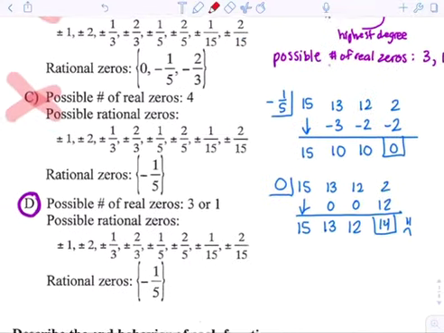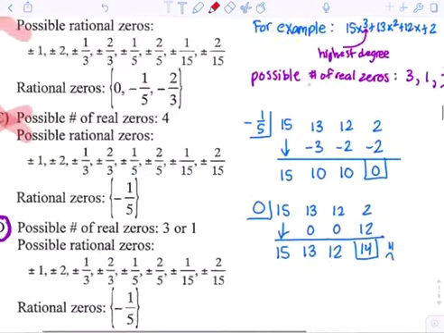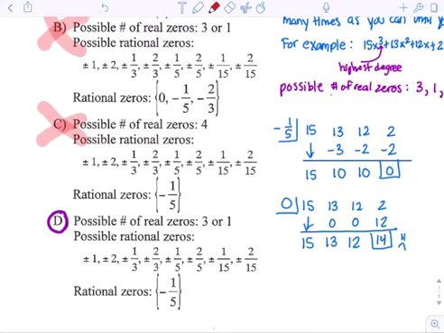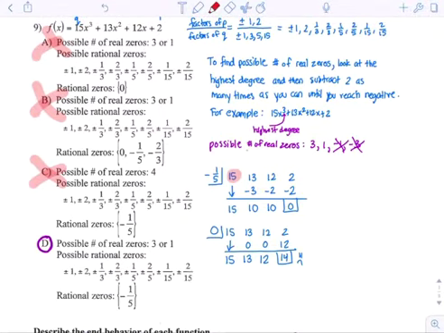Now, if you're curious which one from that list will give you a remainder of 0, I decided to do synthetic division. I'll zoom out so you can see the function. To do synthetic division, you have to write down all of the coefficients. Do you see the coefficients 15, 13, 12, and 2? So you write down all your coefficients, and then you take a value from your possible list and substitute it in there, right? Then you do multiplication, addition, multiplication, addition, multiplication, and addition.